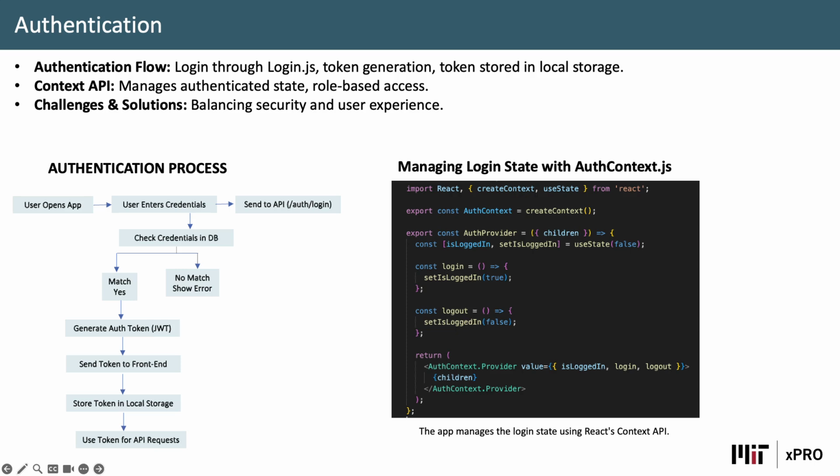Initially, managing secure and persistent authentication across components was complex, particularly with role-based access. To address this, I centralized state management using the Context API, which minimized prop drilling and ensured consistent authentication state across all components. Storing the token in local storage also maintained user sessions even after the browser was closed.